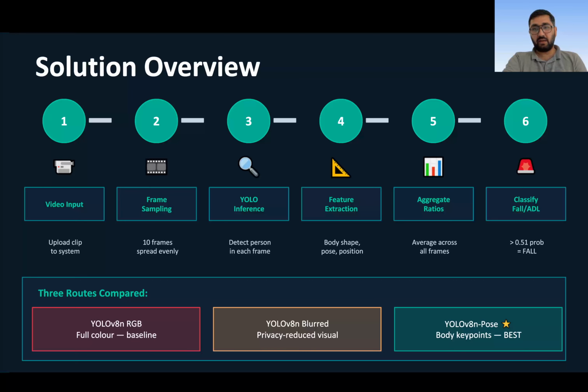I compared three model variants: standard RGB, blurred RGB for privacy, and YOLOv8 pose using body key points. Let me now show you the system running live.